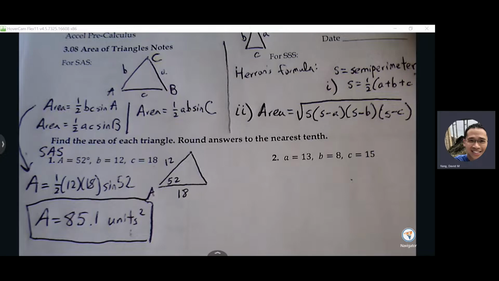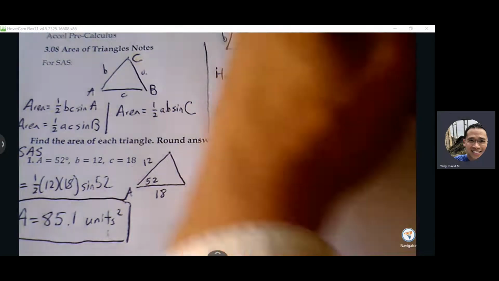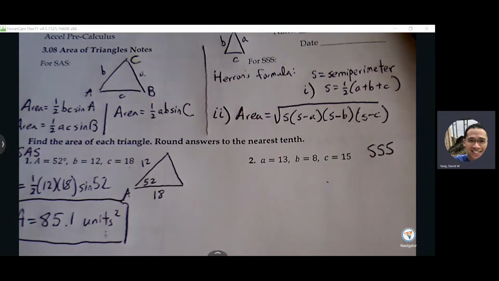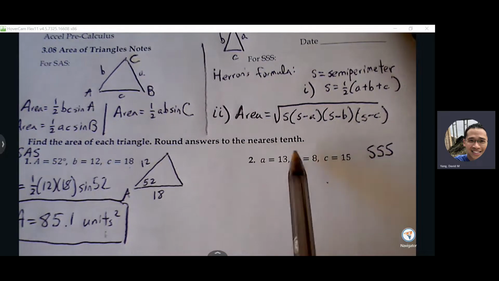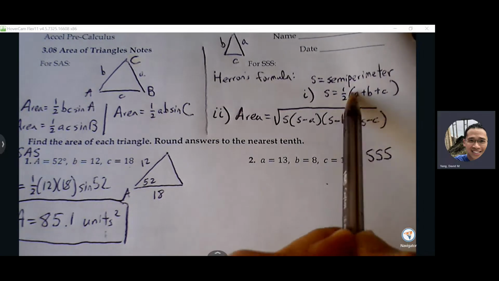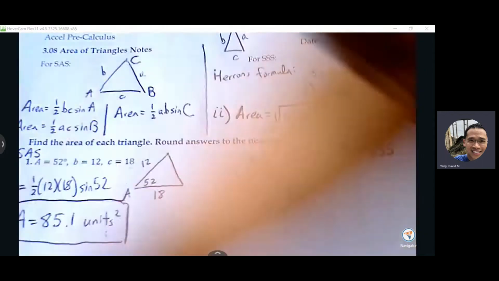Okay, number 2, I don't think we have to sketch this triangle, right? This is going to be what? Side, side, side. Remember with side, side, side, it's going to be a 2-step process. We need to find the semi-perimeter before we can get to the area formula. The semi-perimeter just means I'm going to add up all the sides of the triangle, but I'm going to divide it by 2. Divided by 2, same thing as multiplying by 1/2. Okay. So that's the first step. We need to find the semi-perimeter because we're going to need that value for our area formula.